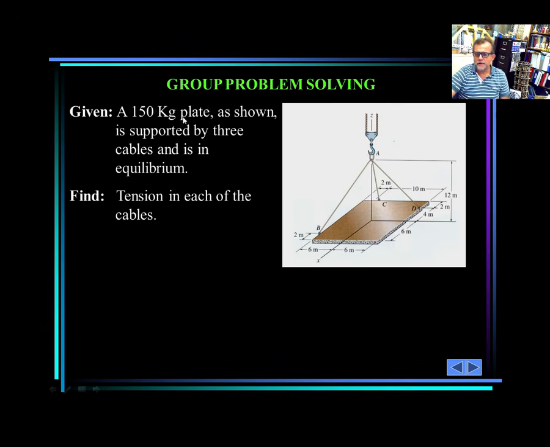And this is a problem that sometimes I ask my students in class also as a pop quiz or extra activity. It's a nice problem, extremely similar to the previous one, where the twist of this problem comes at the end. So what is the problem? A 150 kilogram plate is supported by 3 cables and it's in equilibrium. 1, 2, 3 cables. Find the tension in each one of the cables.